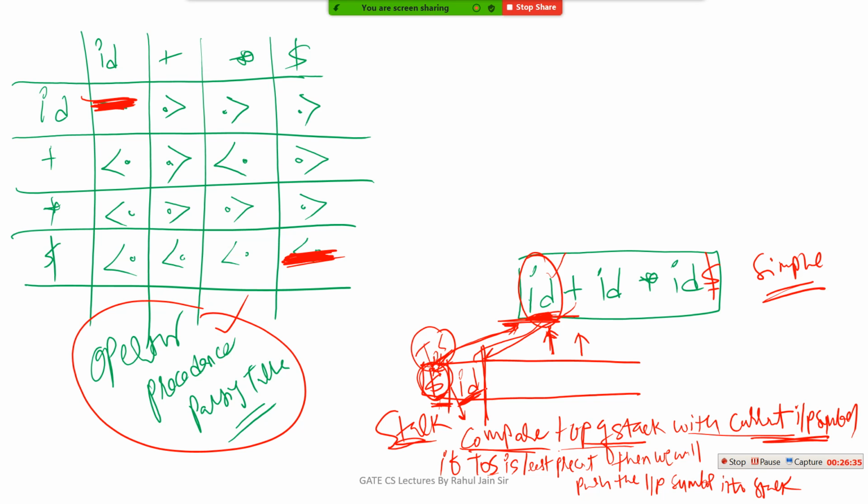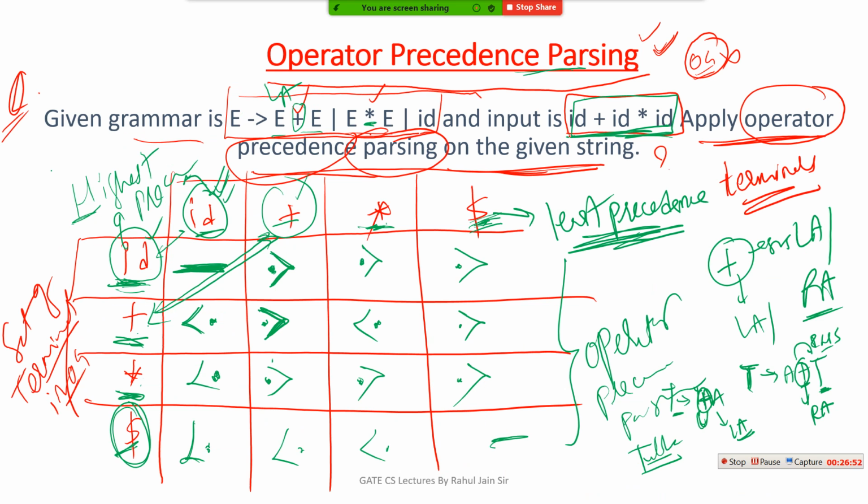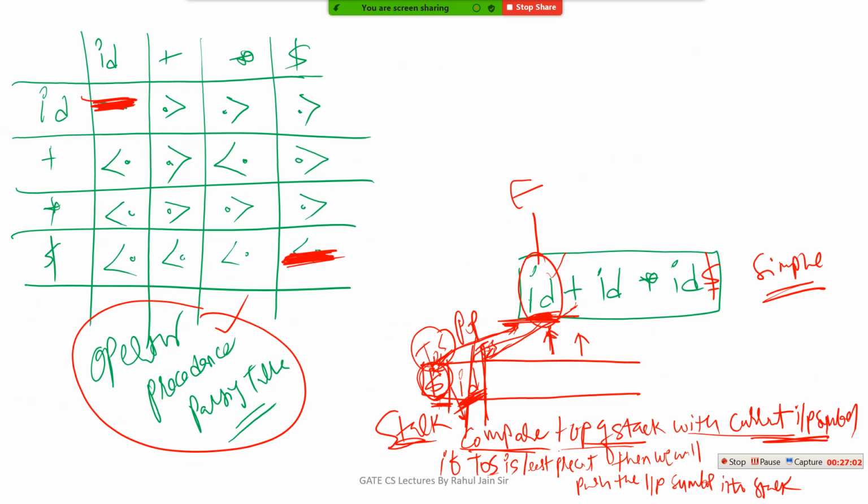Now I will compare ID with plus. Now the top of stack element is higher precedence. If top of stack has higher precedence, what will I do? I will pop this element. Pop means I will reduce this ID with E. This ID can be reduced with E because E derives ID exists in the grammar. That is why this ID is popped.